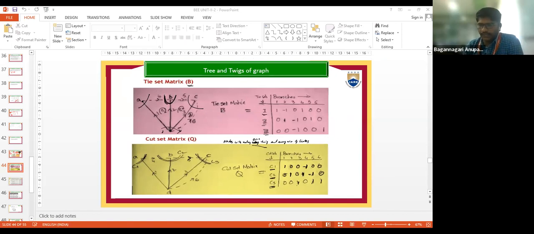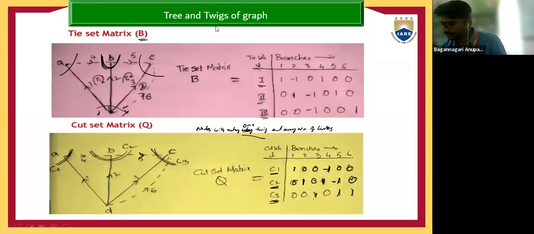So what we were talking about, Tieset and Cutset, in the last class, right? So now we have studied three different matrices in network topology. What are they? What are the matrices we are discussing in this unit?